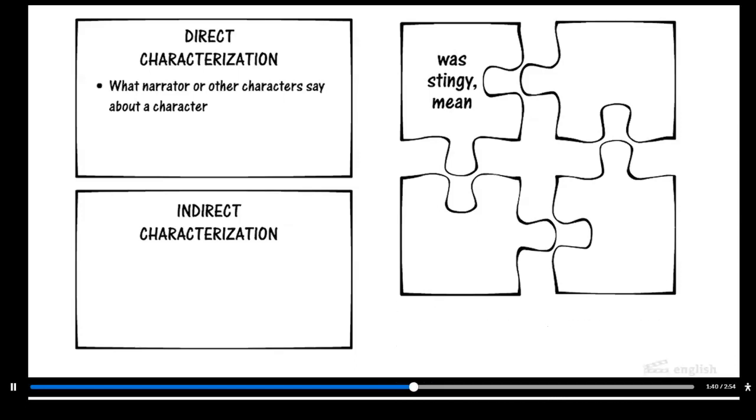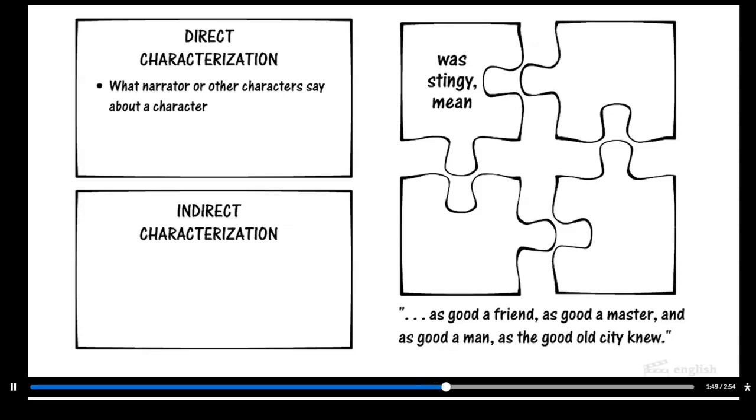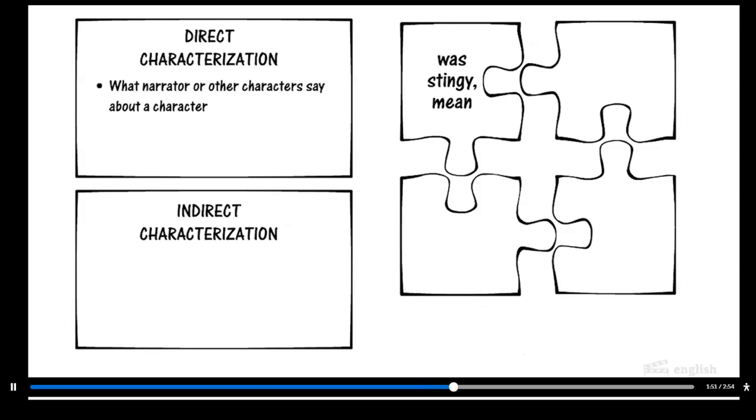At the end of the book, the narrator says Scrooge became "as good a friend, as good a master, and as good a man as the good old city knew." So by the end of the story, Scrooge is kind and generous.